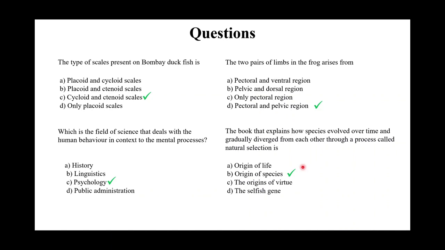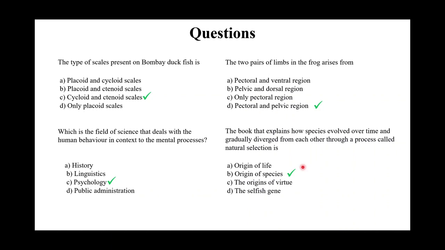So you have pectoral and ventral. Ventral is the lower belly part, so the limbs are not from ventral. Dorsal is from the back. It is not there as well. But they have two sets of limbs at two different positions. So they have pectoral and pelvic. Pectoral is around the chest, and pelvic is around the mid body, or at the junction of the limbs and the back.